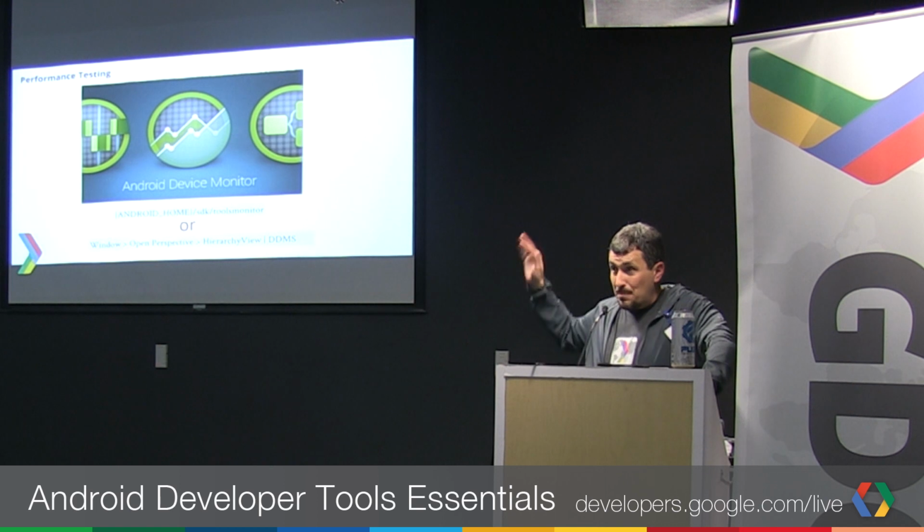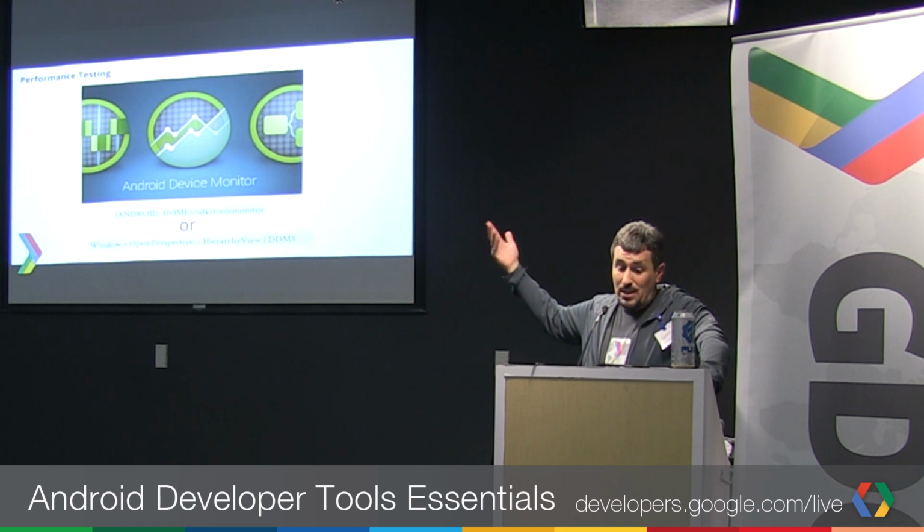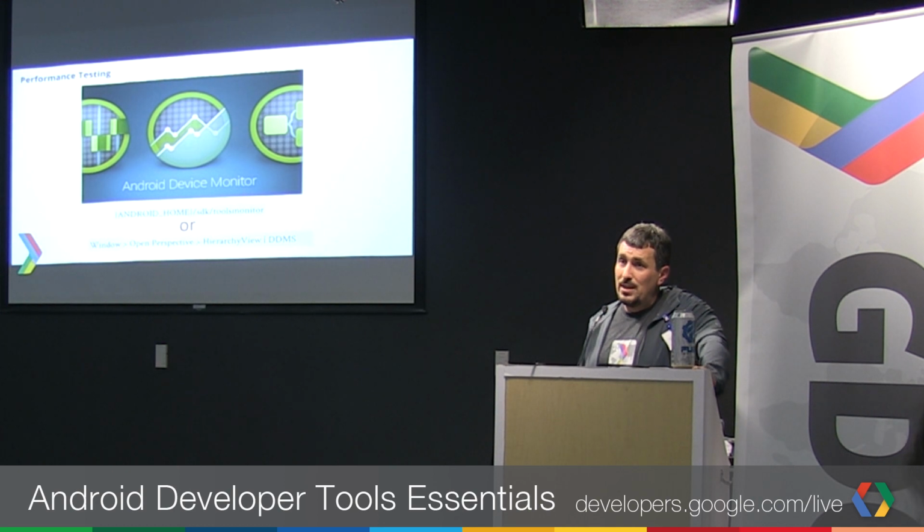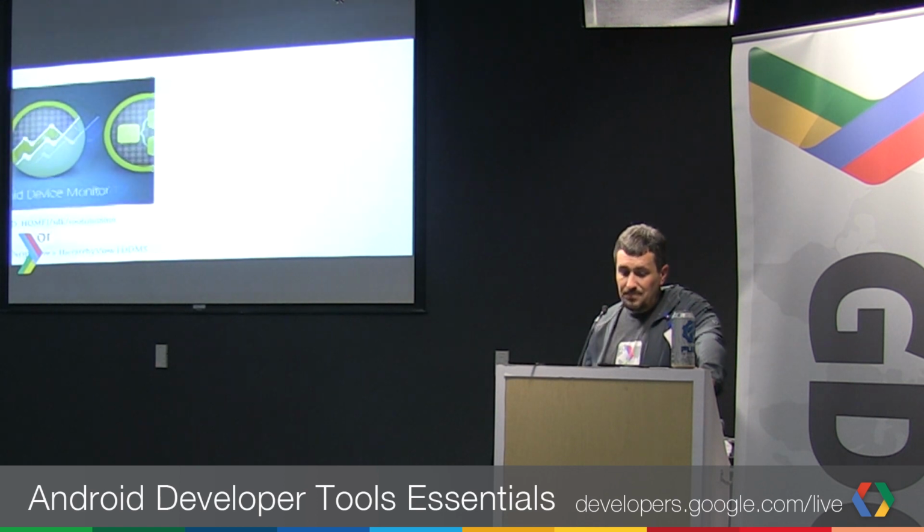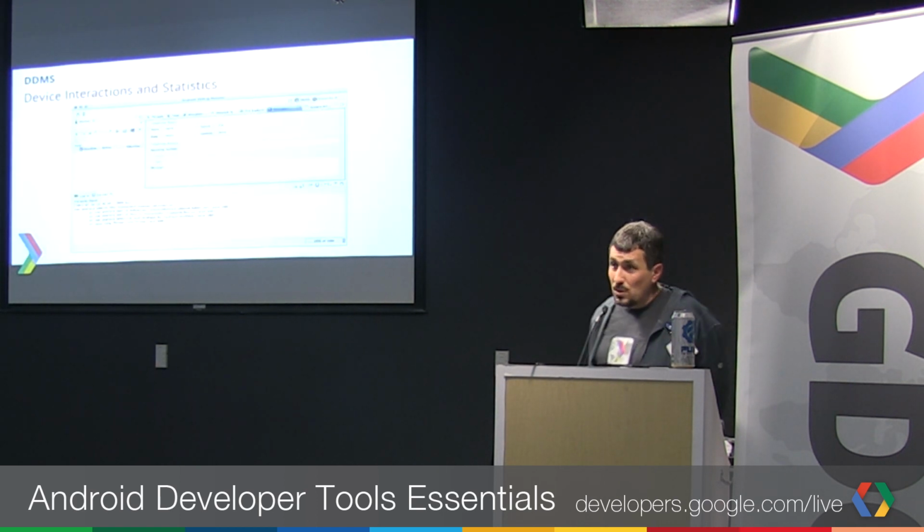So you can bring up the performance tools using monitor, like this Android device monitor, or if you're in Eclipse, you can show open perspective DDMS. Okay, so this is what the DDMS or monitor window looks like. You'll notice it on the left.